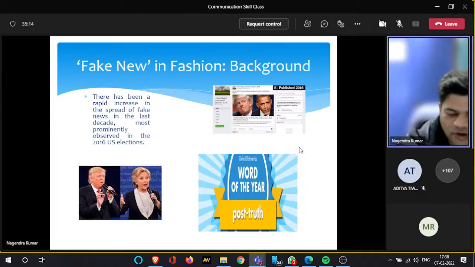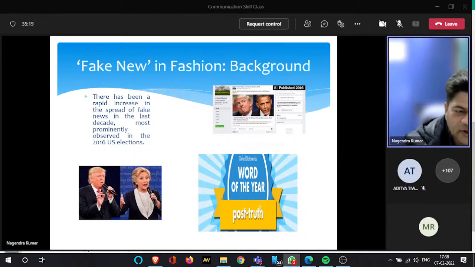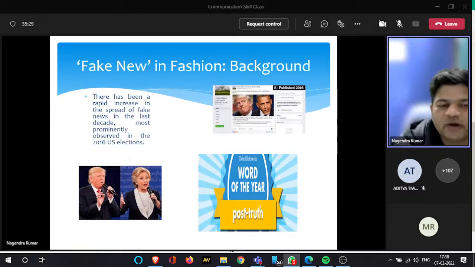So, a lot of people know that the media management of the current government is really very good. And that is the reason, in digital war, they have always dominated other parties, and that has really helped.